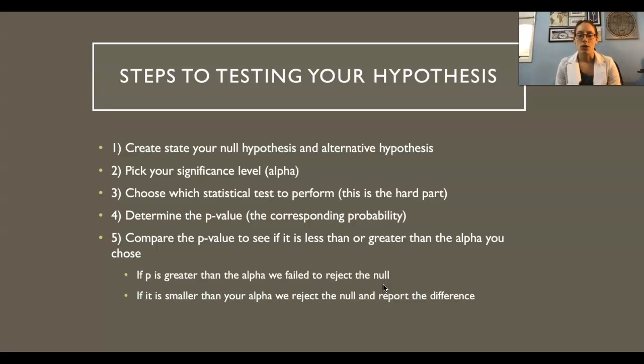So if your alpha is less than your p, and we know it's a very small number, that means there's really not a very big chance that you're wrong.